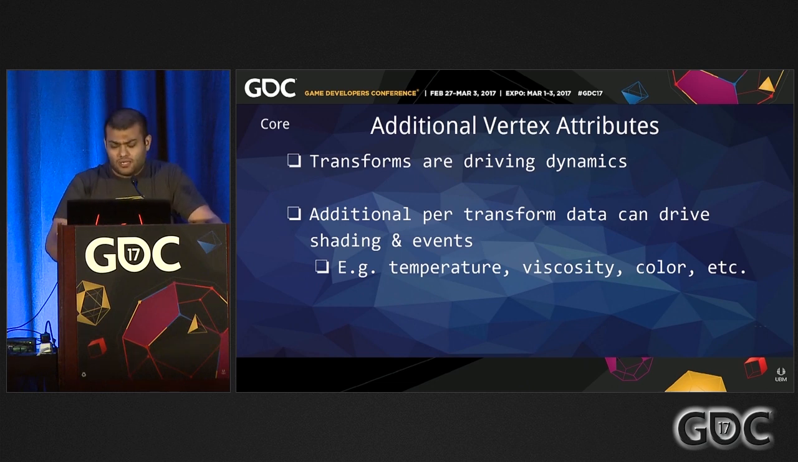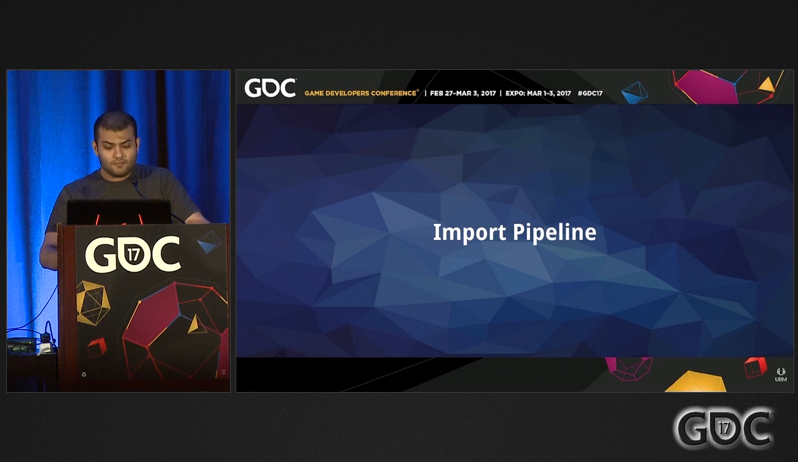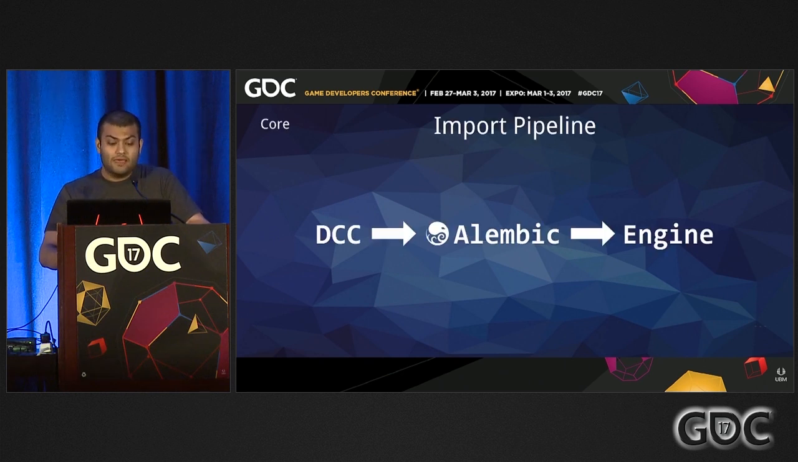We also had initially talked about the idea of additional vertex attributes. The transforms are essentially what's driving the dynamics of the whole simulation. However, there could be additional attributes like temperature and viscosity and things like that to drive the color and the shading of the object itself. Ben will touch on the pros and cons of this approach. We ended up not making a whole lot of use for it. But he'll touch on exactly, from the authoring story, why you would want to prefer one versus the other. Okay, so let's move on to the import pipeline.